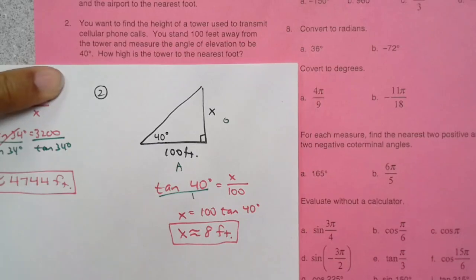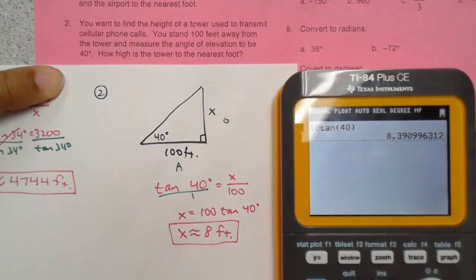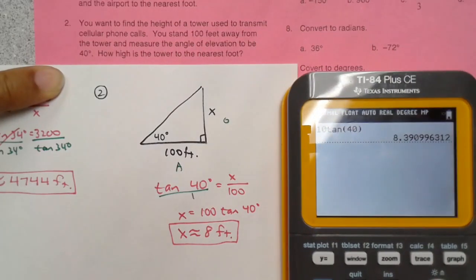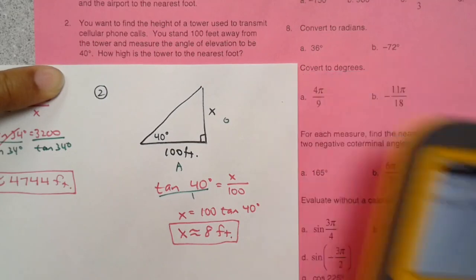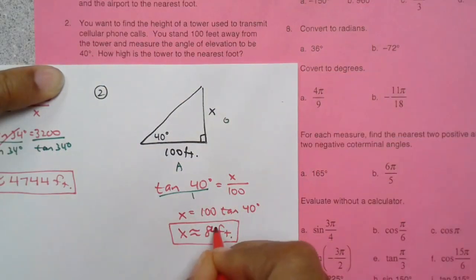I just realized that I actually put in 10 tangent instead of 100. 100 tangent of 40, which will move the decimal over 1. So this should have been actually 84 feet. So that should be 84 feet.